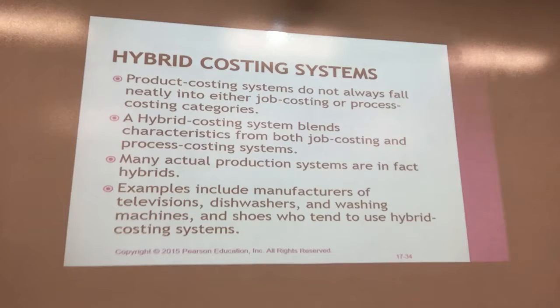Product costing systems do not always fall neatly into job costing. They do not always fall neatly into process costing. So they blend the characteristics of both job costing and process costing, and many actual production systems are a hybrid of the two. You're not going to have a purely job costing one, and you're not going to have a purely process costing one. Manufacturers of televisions, dishwashers, washing machines, and shoes tend to use hybrid systems.